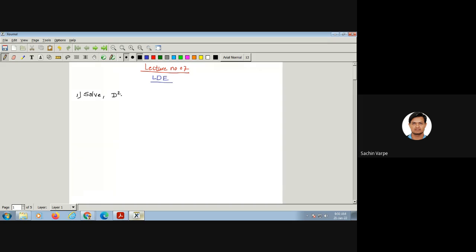D square plus 2D plus 1 times y equals 2 cos x plus 3x plus 2 plus 3 e to the power x.